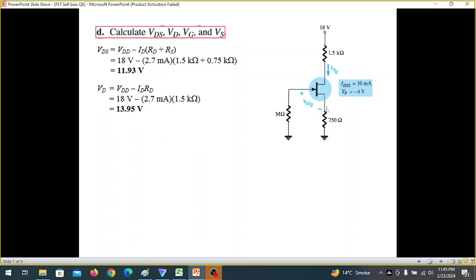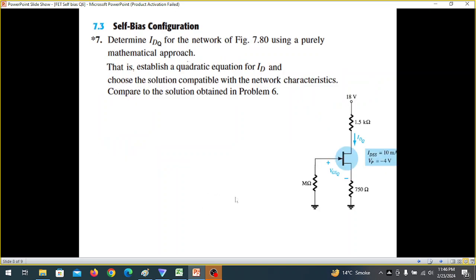Similarly, VD is the voltage here at D. It is VDD minus this voltage drop, IDRD. So VD is 13.95. Then VG is obviously 0. And VS is the voltage here at the source. So ISRS or IDRS, it is 2.3 volt. So we have found all the parameters required for question number 6.